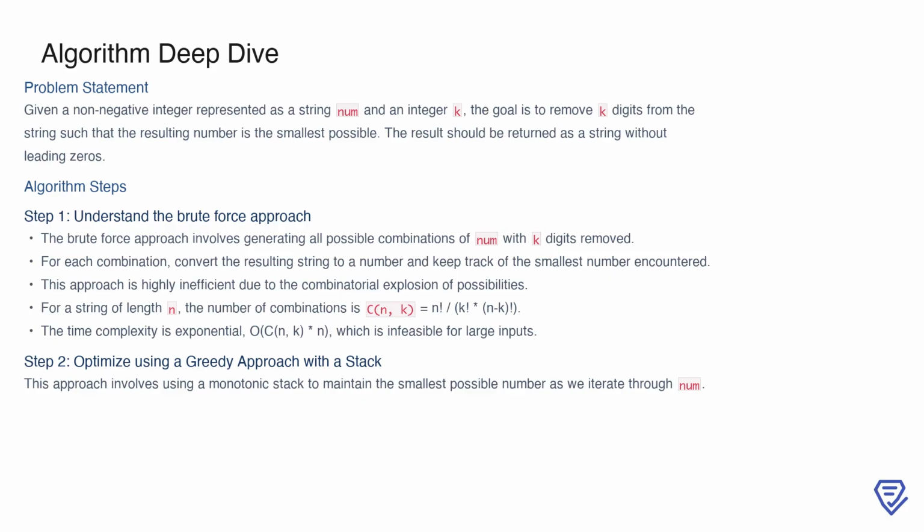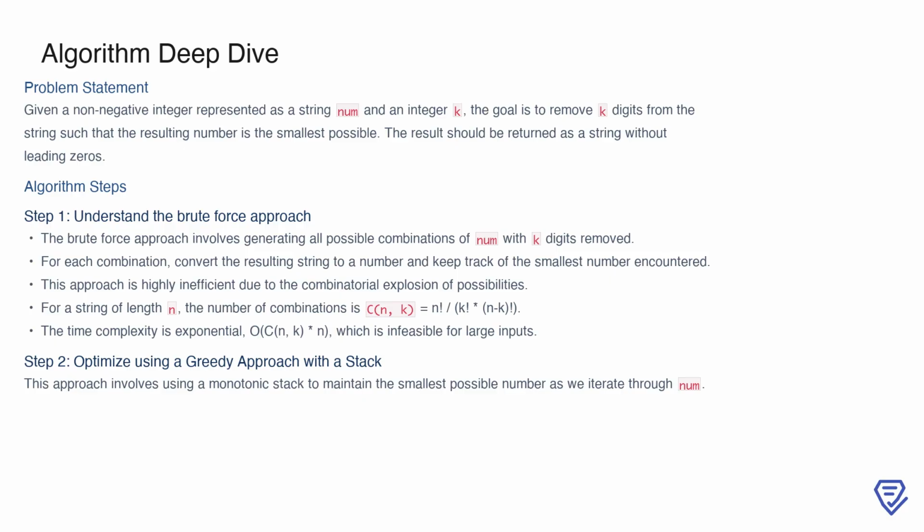First, let's consider the brute force approach. This method generates all possible combinations of the number with k digits removed, converting each combination into a number and keeping track of the smallest. However, this approach is highly inefficient due to the sheer number of combinations. For a string of length n, the number of combinations is given by C(n, k), which grows exponentially. This results in a time complexity that's infeasible for large inputs.